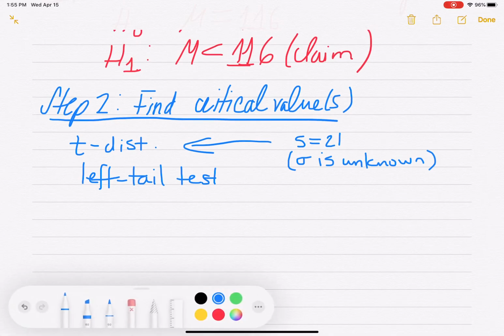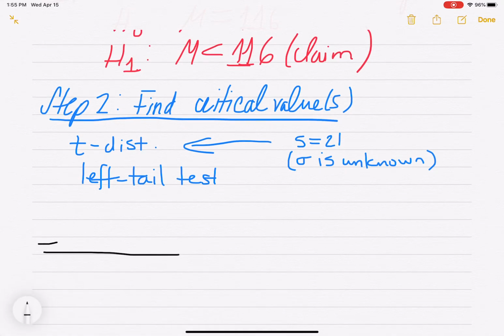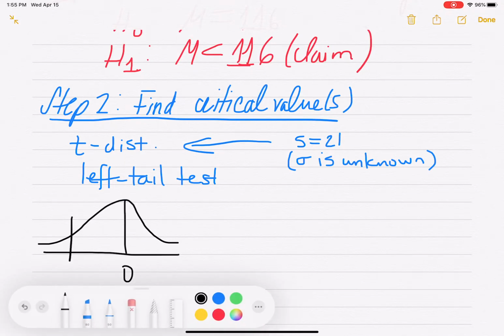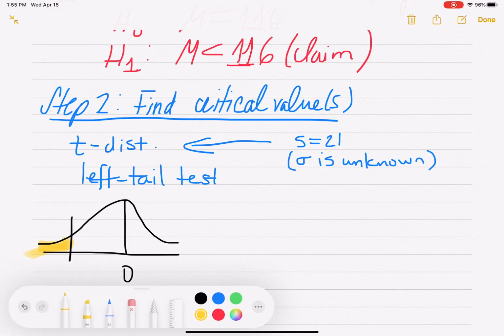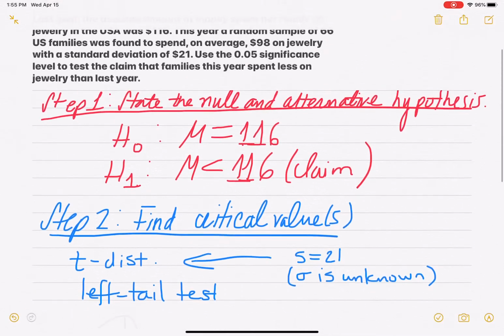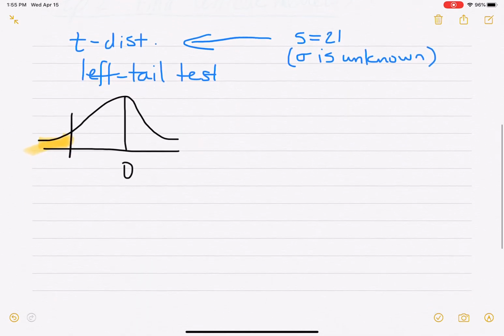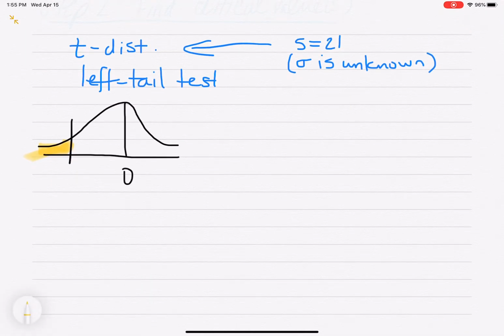We're going to draw a little t distribution. 0 in the center. Left tail. What color is the left tail going to be? How about yellow? So what do we know about the significance level we're supposed to test for? It's supposed to be tested at a level of 5%. So the area in the left tail, right here, alpha is 0.05. Right, that's the area in one tail.